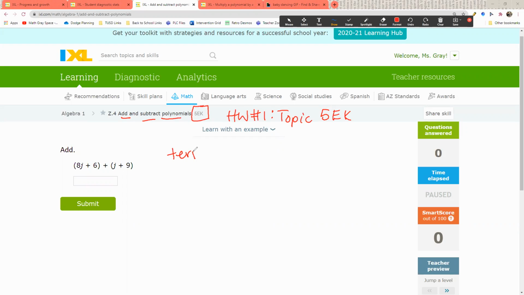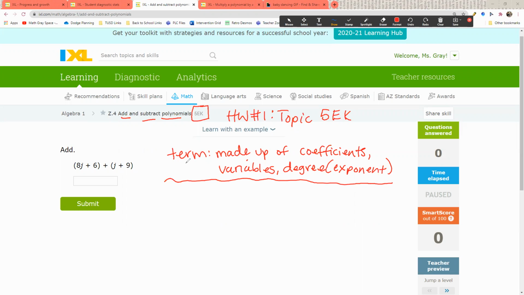So let's start with term first. So a term is made up of coefficients, which are numbers in front of variables. And so that means that there also can be variables, and you typically talk about them as having some kind of degree, meaning what kind of exponent is their highest. And so terms, depending on how many terms you collect, it has a different name for what type of polynomial it is.